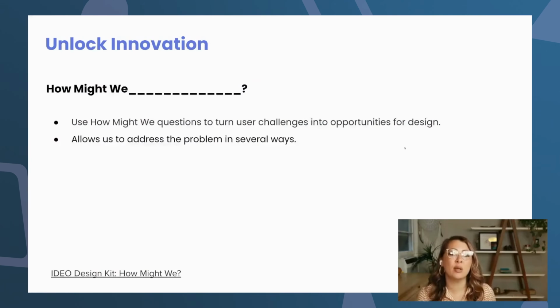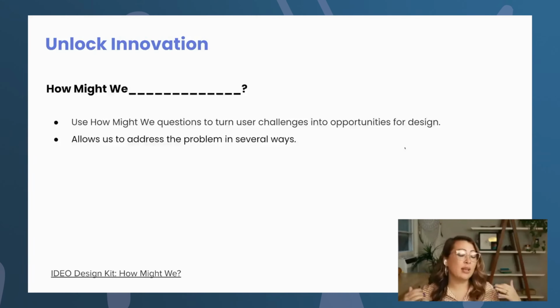So one of the ways that I like to think about ideation and creating different ways to solve problems is to use the how might we questions. So this is a framework that was pioneered by IDEO. They are one of the biggest design agencies in the world. And they created this to unlock innovation, because we can come up with solutions, right?